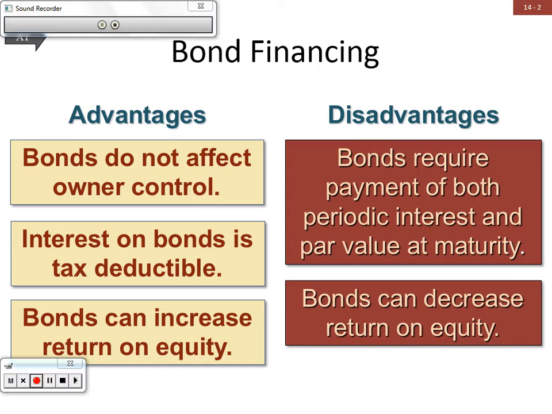Now, the advantages of a bond: they do not affect owner control, meaning it doesn't matter how many bonds you issue, nobody can have massive control or even remotely any kind of control over your organization. Interest on bonds, from the business perspective, is tax deductible. Bonds can increase return on equity.